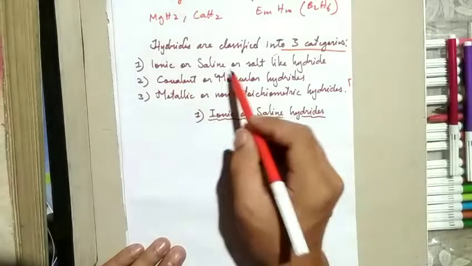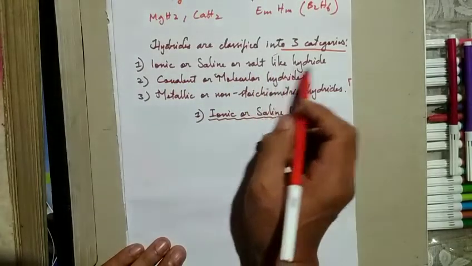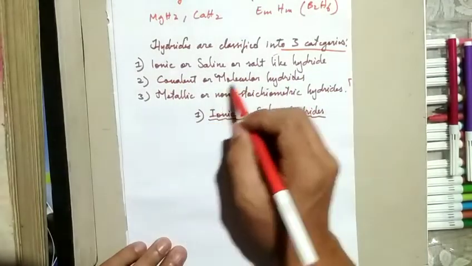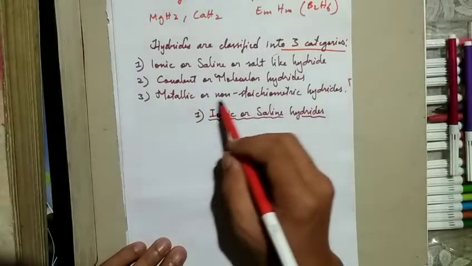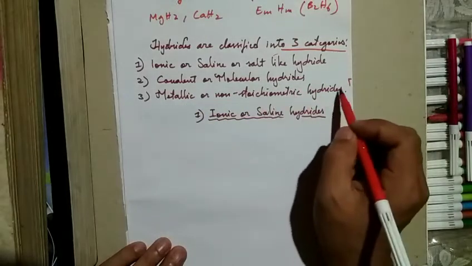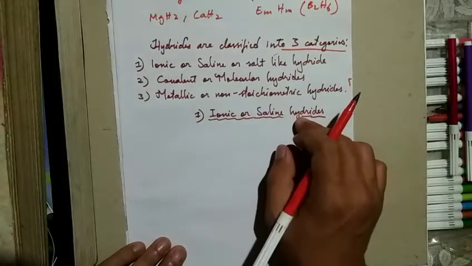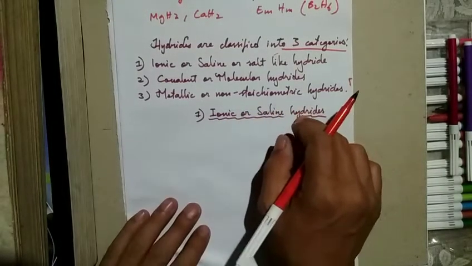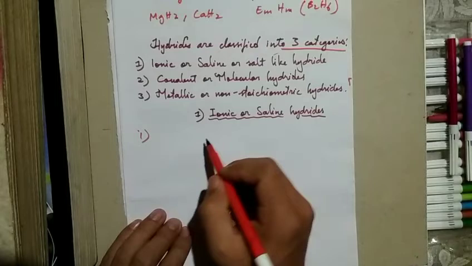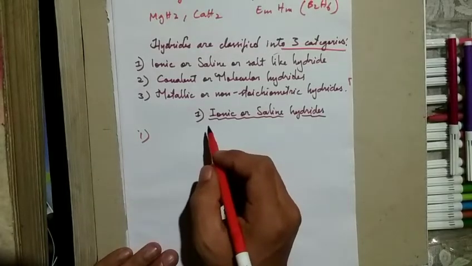Now hydrides are classified into three categories. First is ionic or saline or salt-like hydride. Second is covalent or molecular hydrides. Third is metallic or non-stoichiometric hydrides. So first is ionic or saline hydrides.